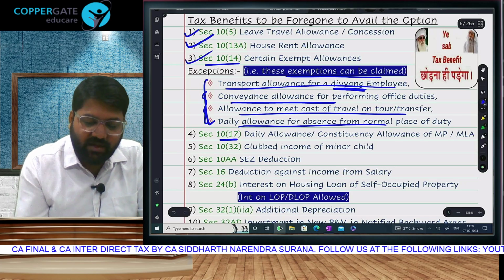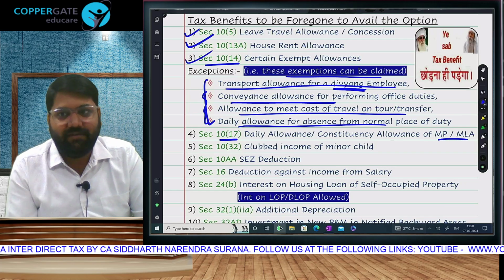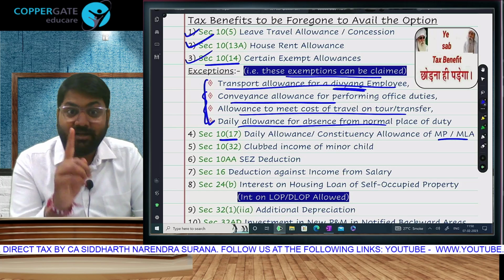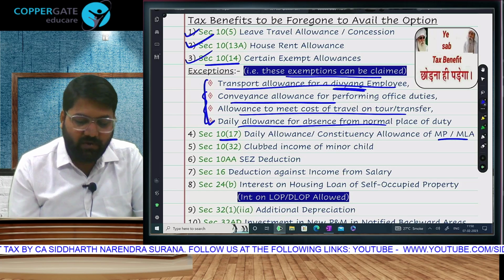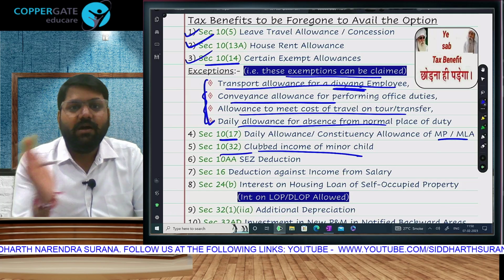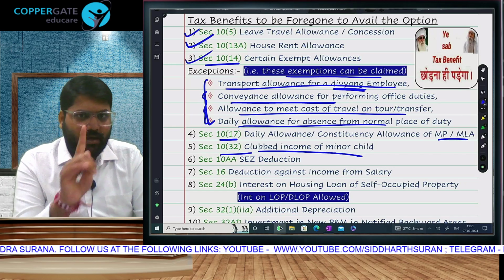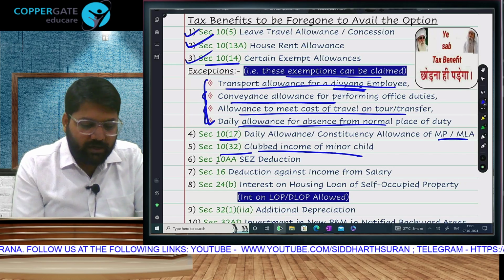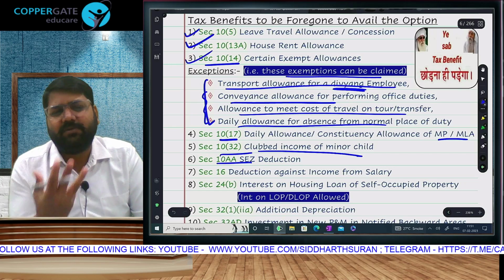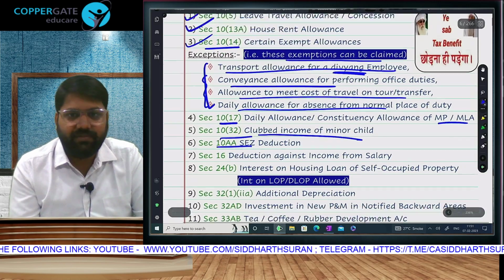Then 10(17), if you are a member of parliament or member of assembly, you get daily allowance and constituency allowance. That is going to be exempt in the old regime, but new regime mein no exemption. If minor ka income is clubbed with the parent, the parent gets an exemption: amount clubbed or 1,500 per annum per child, whichever is lower, allowed in old regime, not allowed in new regime. SEZ ka deduction, so pura chapter hai, first 5 years, next 5 years, last 5 years. Allowed in the old regime, not allowed in the new regime.